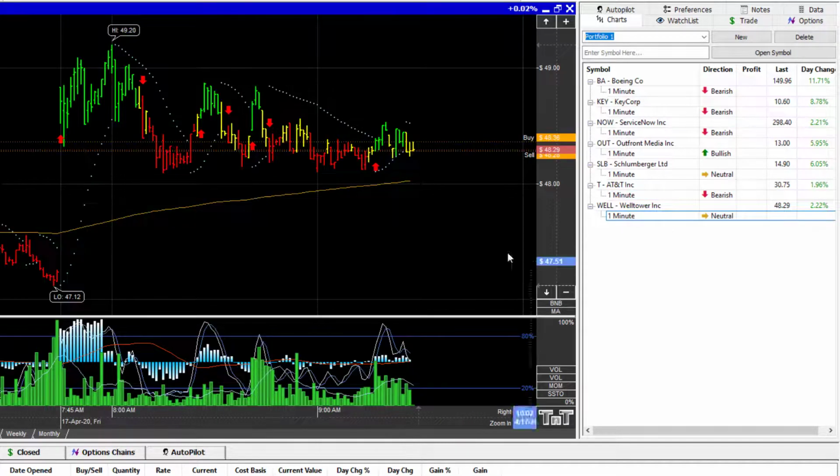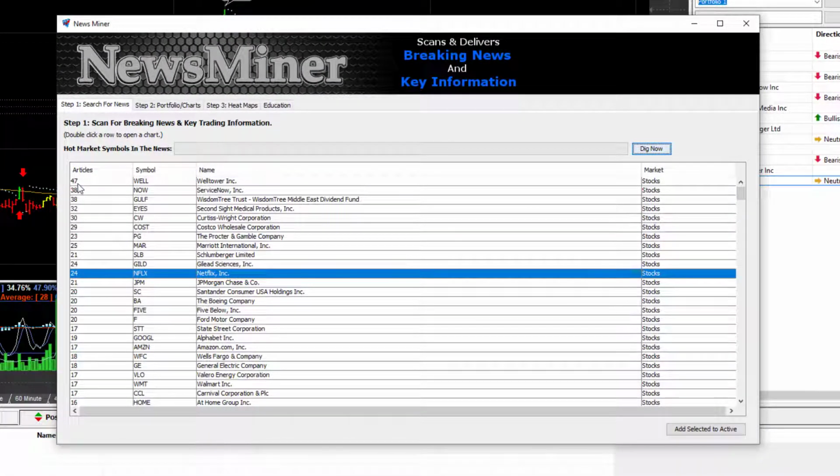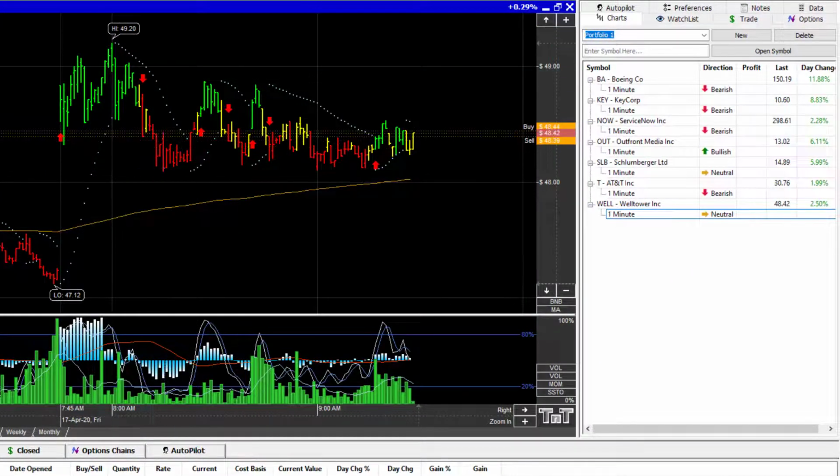If we come in here and we go to another one that had a lot of articles, that was our number one scanner, wasn't it? Right there on the top. 47 articles written about Welltower. 47, it was the number one on the list. So we come in here and look at this gap. Nice big gapper right in here. Came up, gapped up. Nice big move in this market.